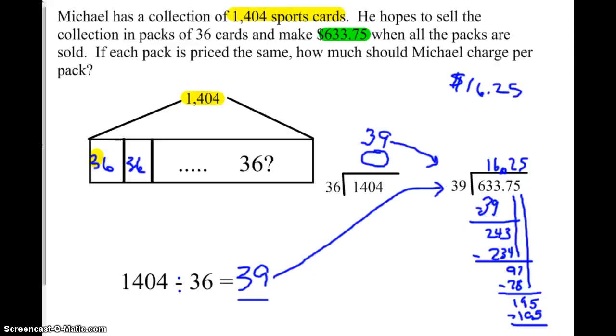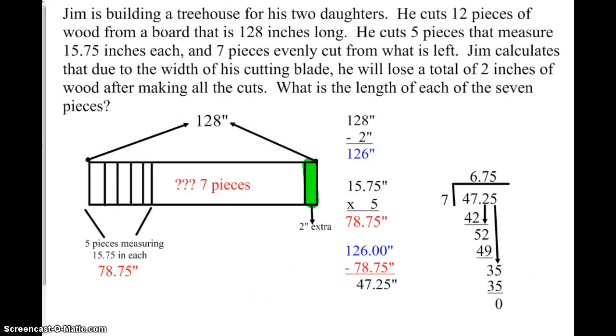Hey, I went the wrong way. Sorry. Okay, this one looks a little bit more complicated. So, you know what? Let's not look at this right now. Let's just look at what the words say, and then you can look at all my work.